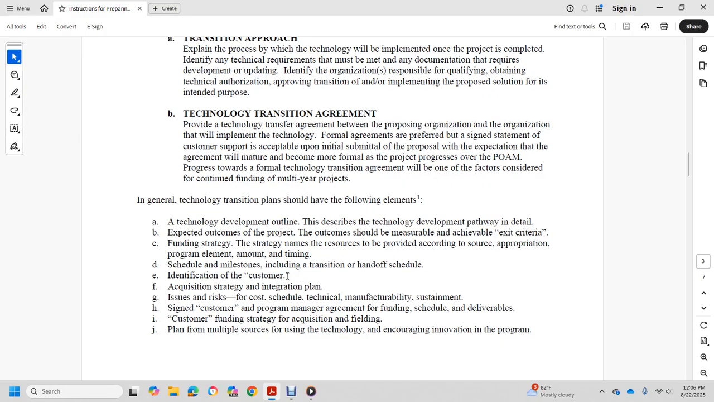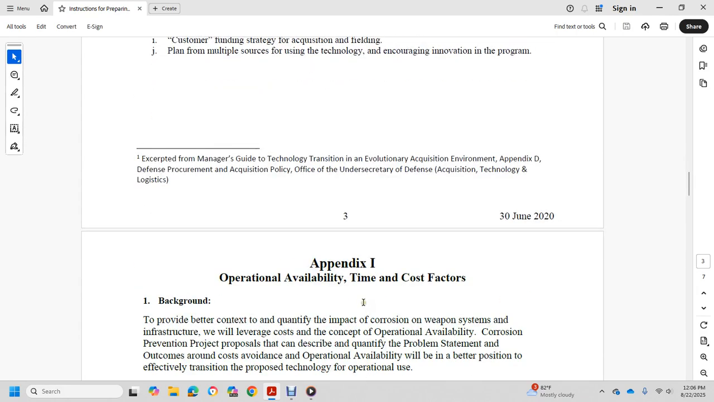Timing schedule and milestones will include a transition or handoff schedule with identification of the customer, acquisition strategy, and integration plan, with the issues and risks of cost and schedule, technical manufacturability, and sustainment, with the assigned customer program manager, the agreement, the funding schedule with the deliverables, customer funding strategy with the acquisition and fielding plan, and multiple sorts of technology, encouraging innovation within the program.